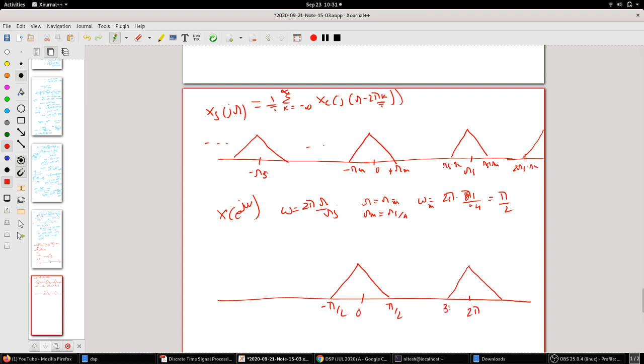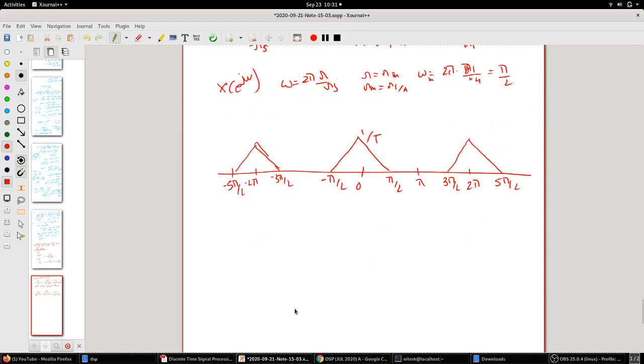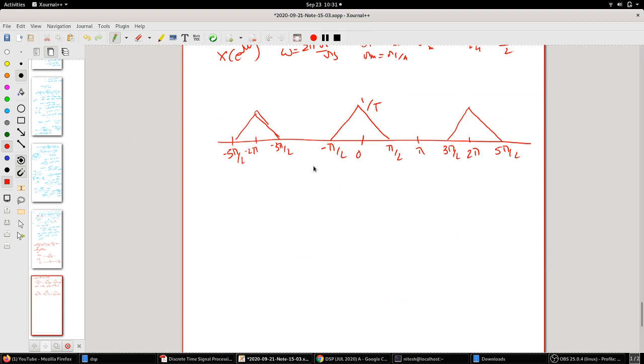So this is 3 pi by 2, this is pi, this is 5 pi by 2, and so on. Okay, this is what you will get. And the amplitude here is 1 by t, the amplitude here is 1 by t. Okay, so minus 5 pi by 2, this is 2 pi, minus 2 pi, and this is minus 3 pi by 2. Okay, now this is the conversion which we are using.